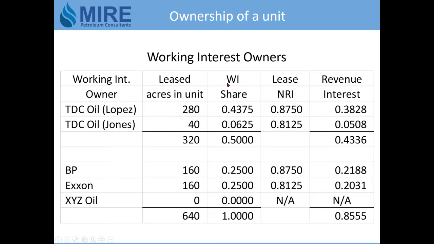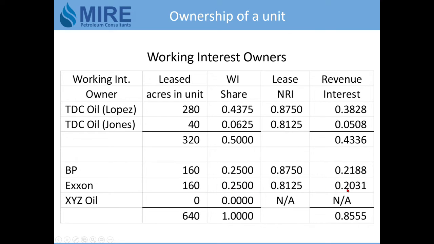Okay, so what working interest share would the oil company have? So 280 divided by 640 is 0.4375. And 40 divided by 640 is 0.062. So for TDC Oil, you have to add up these two. So they're going to have a 50% working interest in the well, and their revenue interest is going to be 0.43. Now BP, they leased 160 acres in the unit, and so that's a quarter of the 640. Their lease net revenue is 0.875, so BP's revenue is going to be 0.21.